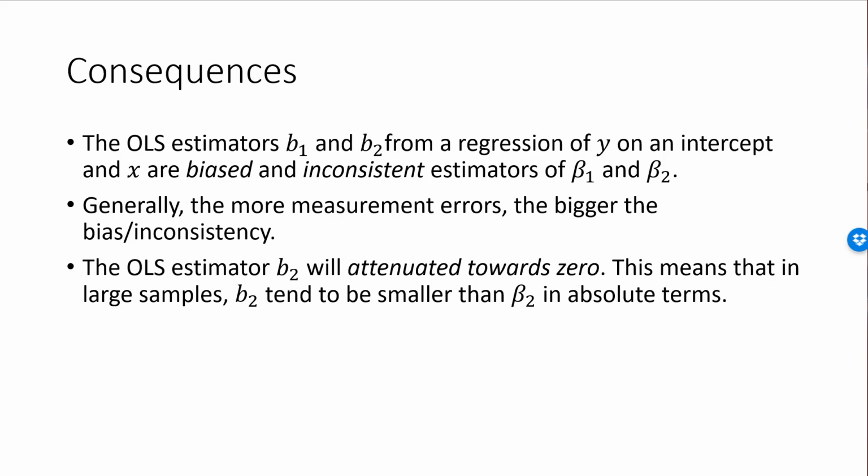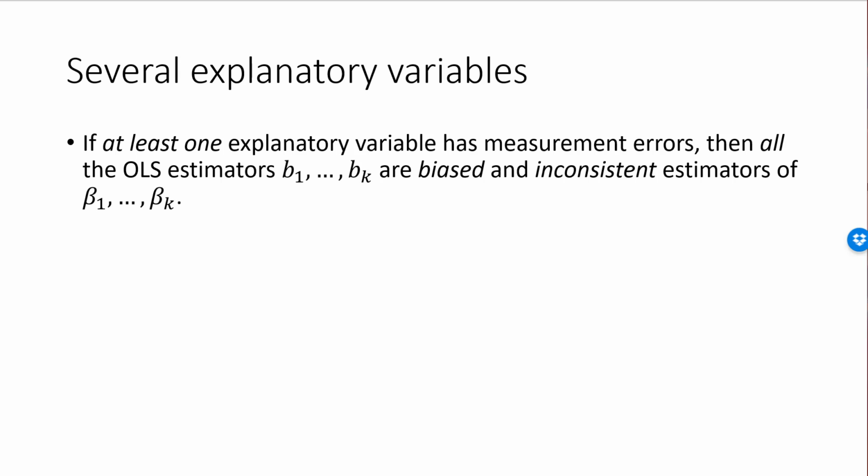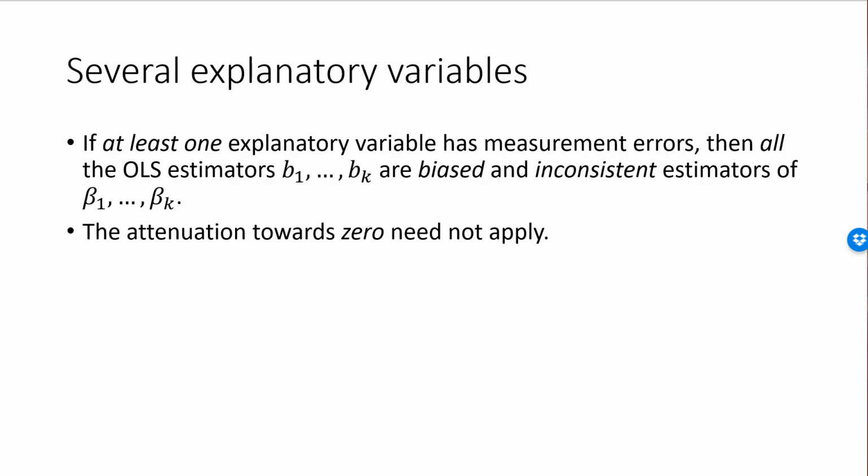If we extend this model to a case with several explanatory variables, the result will then be as follows. If at least one of the explanatory variables has measurement errors, it is actually enough that one of them has measurement errors, then all of the OLS estimators will be biased and inconsistent. This attenuation towards 0 is often still true, but it cannot be proved to hold in every case. So we will later on discuss some methods of handling this problem of measurement error in the explanatory variables, but in general it's a problem that's very hard to deal with. It turns out that you do need some additional information in order to handle measurement error problems.